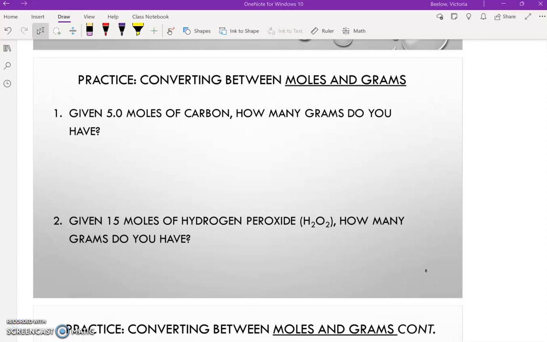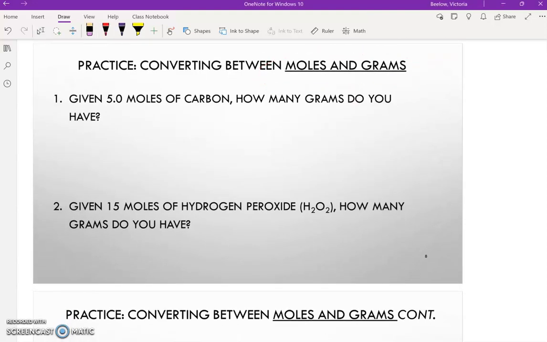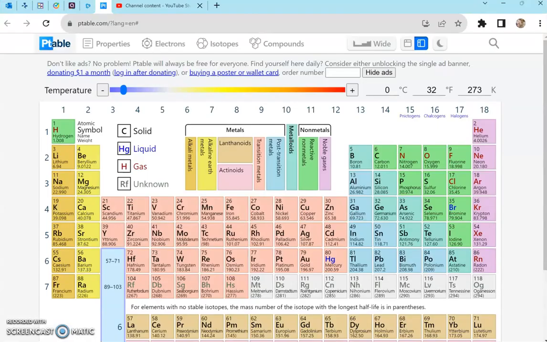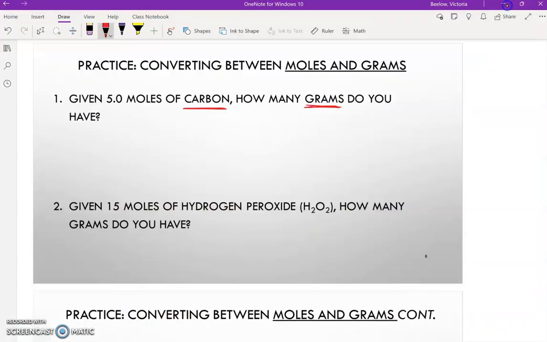In this video, I'm going to be going over how to convert between moles and grams. So if you ever see a problem that has grams in it, the first thing you need to do is find the molar mass. For this problem, we're just talking about an individual carbon, and on our periodic table, the molar mass of carbon is 12.011.